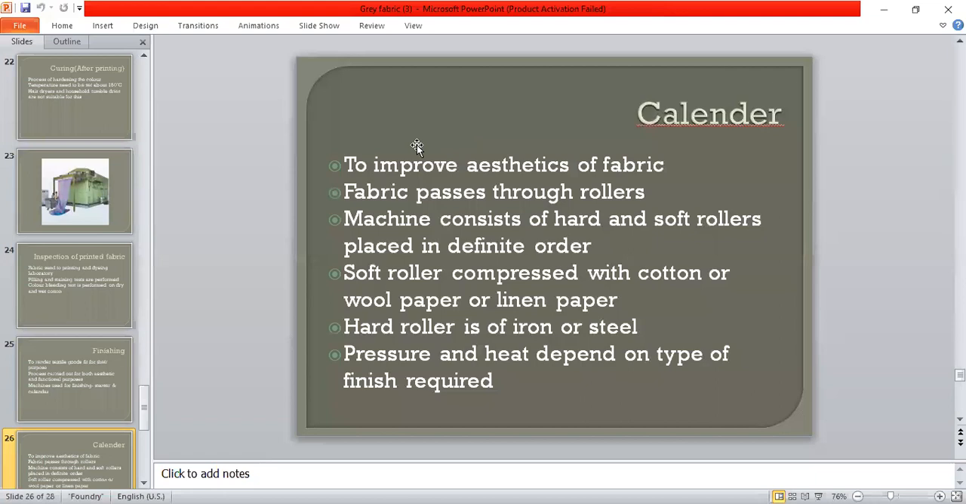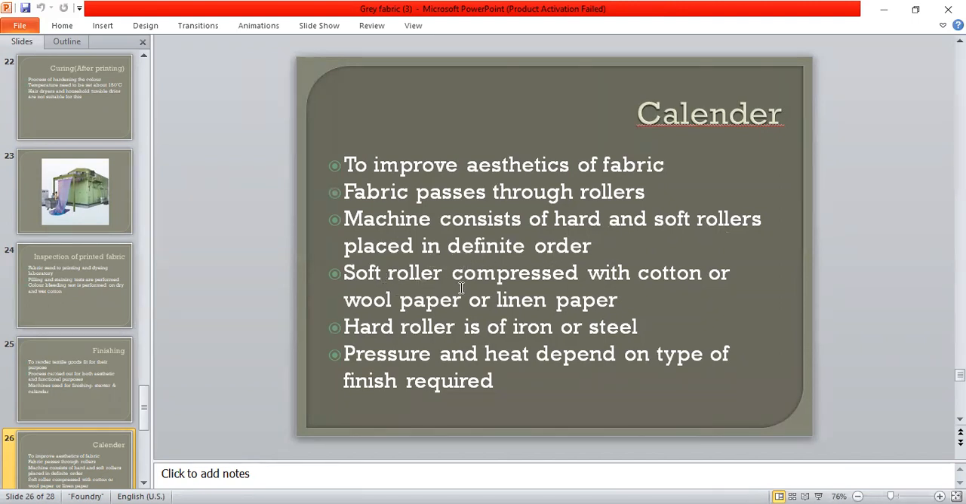Calendaring is an operation carried out on a fabric to improve its aesthetics, in which the fabric passes through rollers. There are two kinds of rollers, hard and soft rollers, which are placed in a definite order.